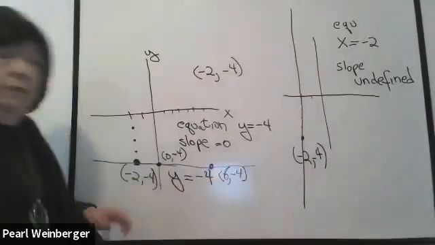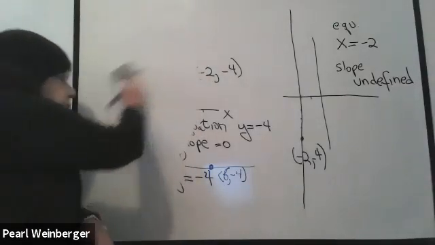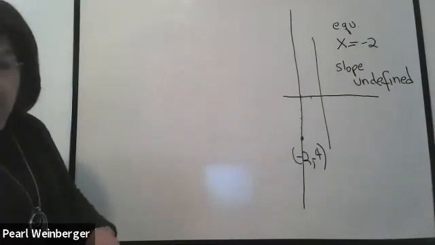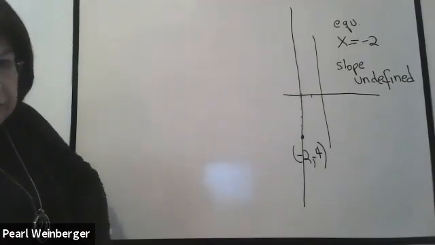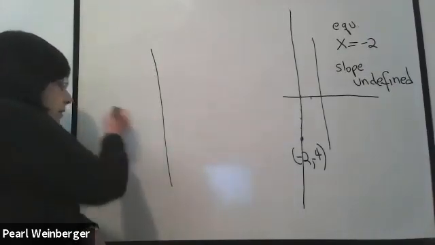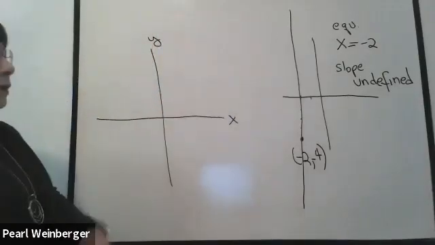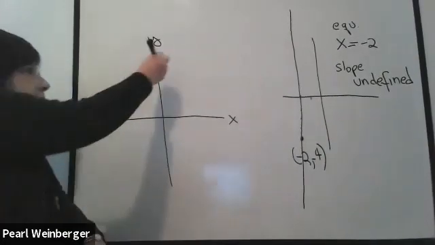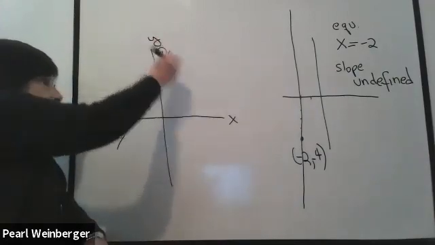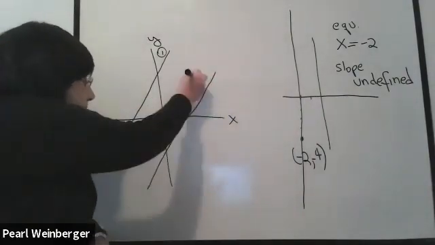Okay. Now, let's go back to this whole concept of slope. Let's go back to our slanted lines. Suppose I have two lines. I have a line that looks like this. Let's call this line 1. And another line that looks like this. Let's call this line 2.